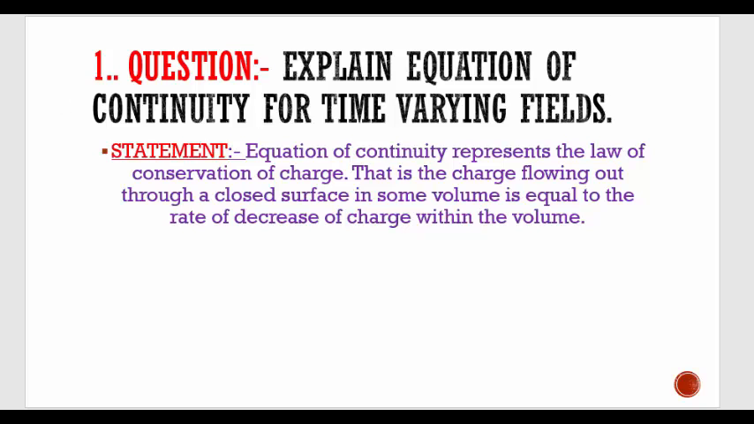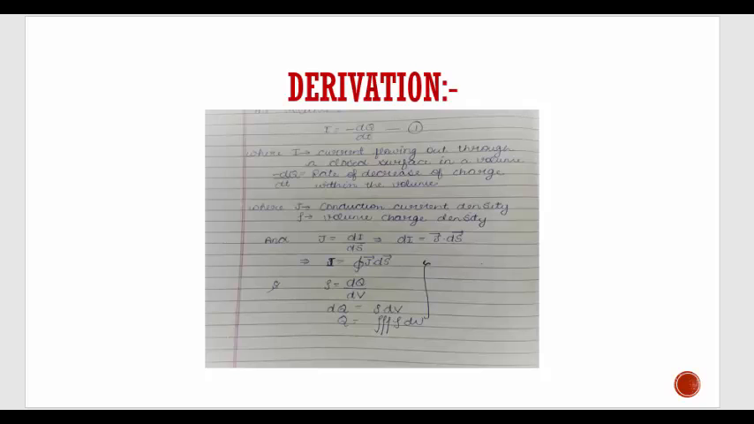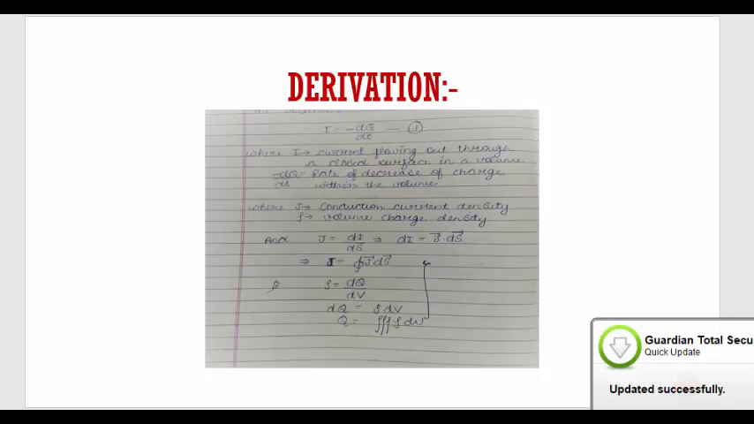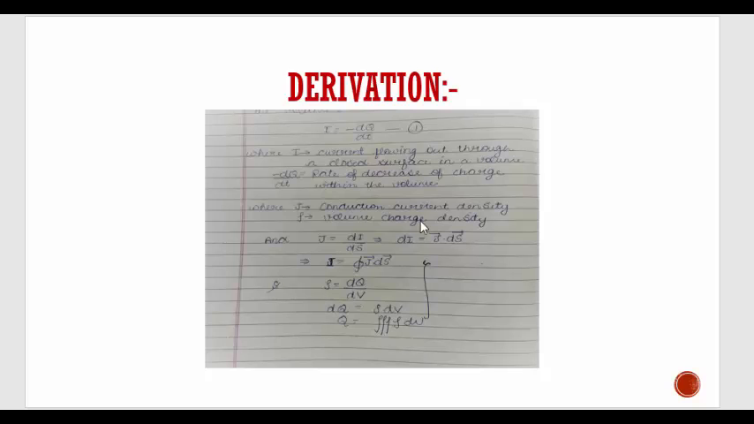Now we have to prove this theorem, that is the conservation of the charge, and for that we have to write the formula of the current, because current deals with the charge. So here first of all current is equal to charge per unit time. Here small amount of the charge dq divided by small amount of the time dt. Small amount of the charge is flowing out through the surface in the small time dt. Here negative sign shows that the charge is flowing out or rate of decrease of the charge within the volume, where I is the current flowing out through a closed surface in a volume, minus dq upon dt is equal to rate of decrease of the charge within the volume.